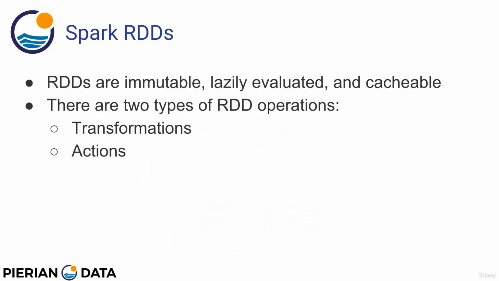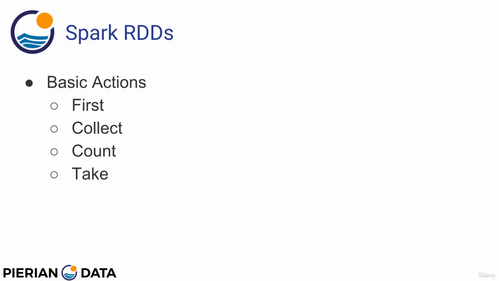Resilient distributed datasets are immutable, lazily evaluated, and cacheable. And there's basically two types of RDD operations, transformations and actions. And this is the core of what we're going to be doing as we code with Python and Spark. We'll be coding out transformations and actions on some sort of distributed dataset.